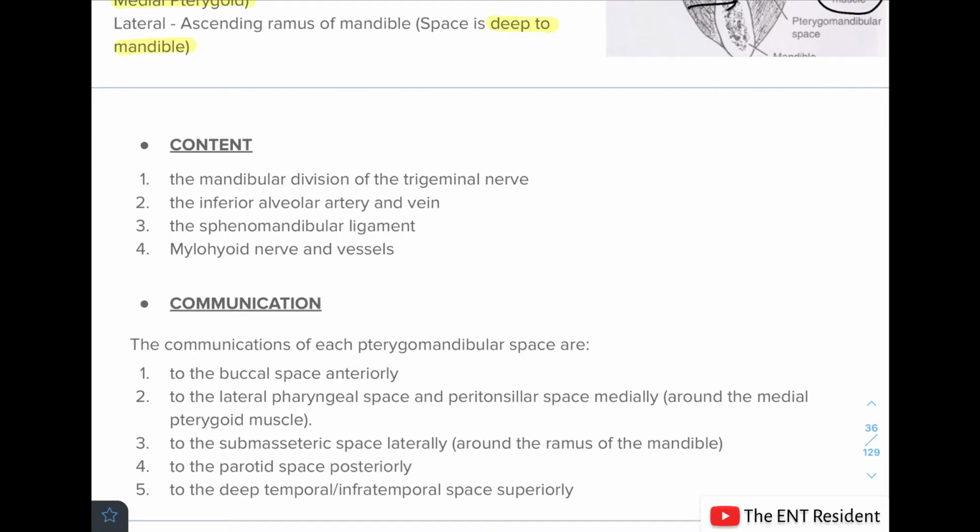and vessels. Now this pterygomandibular space has different communications as well. It communicates with the buccal space anteriorly, the lateral pharyngeal space and the peritonsillar space medially, submasseteric space laterally, parotid space posteriorly, and to the deep temporal and infratemporal space superiorly.